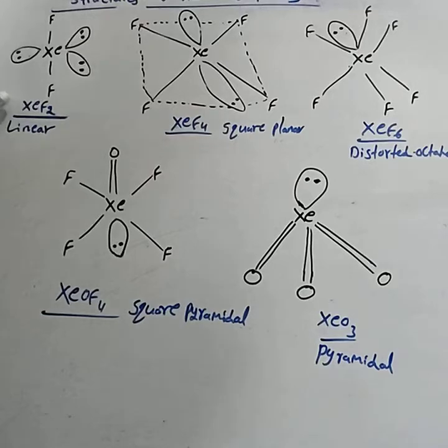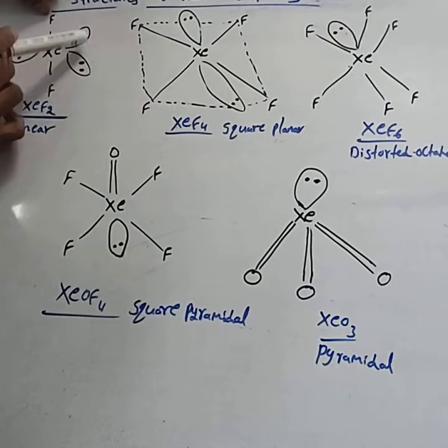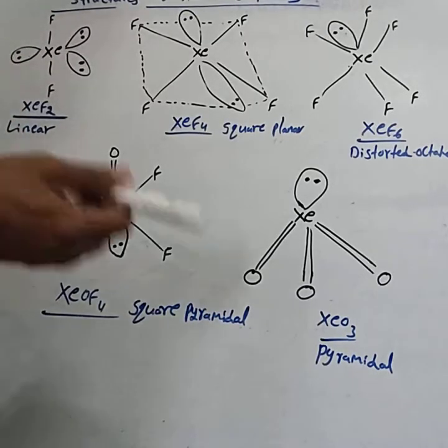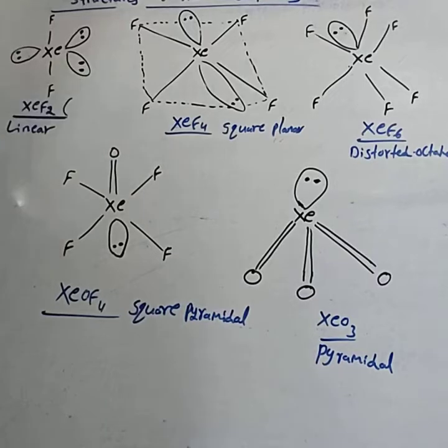First, take XeF2. XeF2 has a linear structure with three lone pairs of electrons. You can even practice the hybridization. Fluorine being monovalent, this one is considered as S, this is P1, P2, P3, and this is D. Therefore, XeF2 undergoes sp3d hybridization.